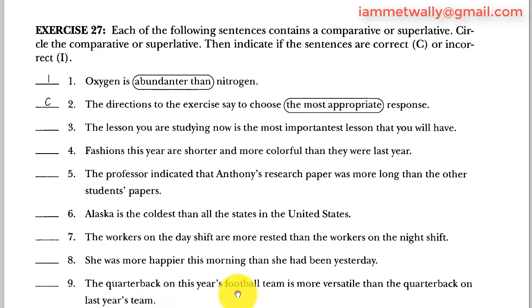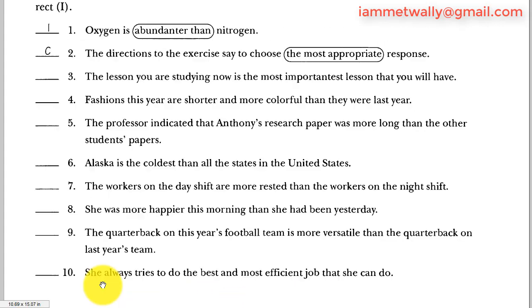Number 9. The quarterback on this year's football team is more versatile than the quarterback on last year's team. Quarterback on this year's football team, this is the subject, is the verb. More versatile than, this is the comparative form. The quarterback, this is the other side of the comparison, so the sentence is correct. Number 10. She always tries to do the best and most efficient job that she can do. She, subject, tries, verb. The best here is the superlative, and the most efficient job is another superlative but with a long adjective, so I used most, and the sentence is great. It's correct.